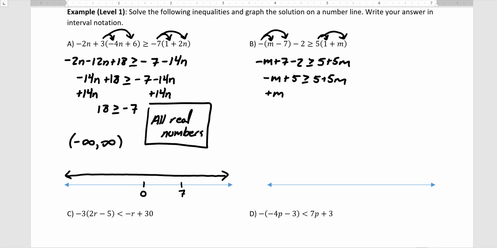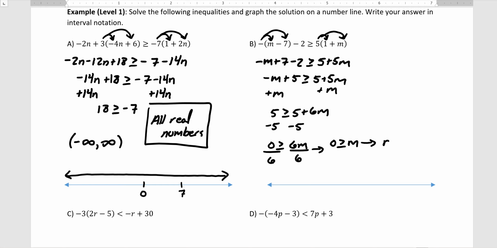We can add m to both sides. So we have 5 greater than or equal to 5 plus 6m. Subtract 5, subtract 5. 5 minus 5 is 0, greater than or equal to 6m. Divide by 6, which tells me that 0 is greater than or equal to m. However, remember, I like my variable first, so I'm going to say m is less than or equal to 0. So there's my solution as an inequality: m is less than or equal to 0.